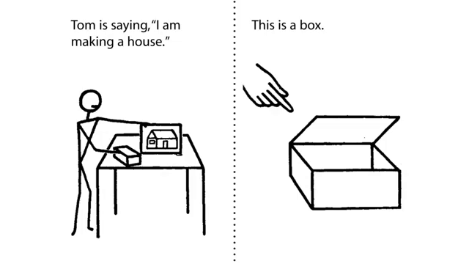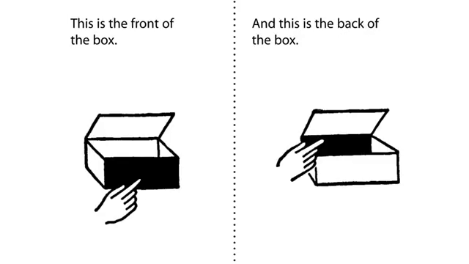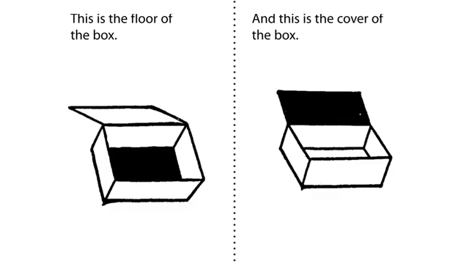This is a box. This is one side of the box. This is the opposite side of the box. This is the front of the box, and this is the back of the box. This is the floor of the box, and this is the cover of the box.